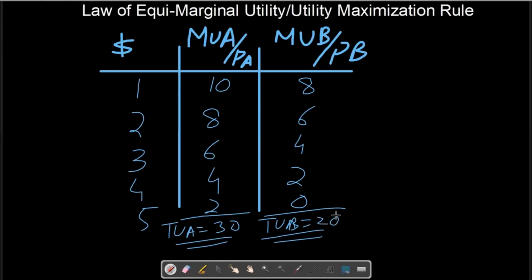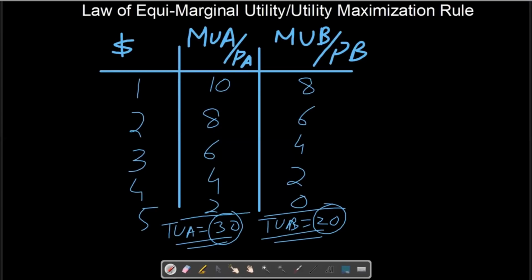This table clearly shows that if the consumer spends all of his income on product A, he can get a maximum of 30 units of satisfaction, and if he spends all of his income on product B, then he can get a maximum of 20 units of satisfaction. However, the utility maximization rule guides him to spend his money income on two products in a way that maximizes his utility. So what is the combination which maximizes the utility of the consumer?